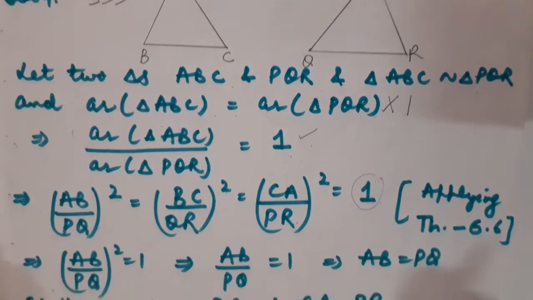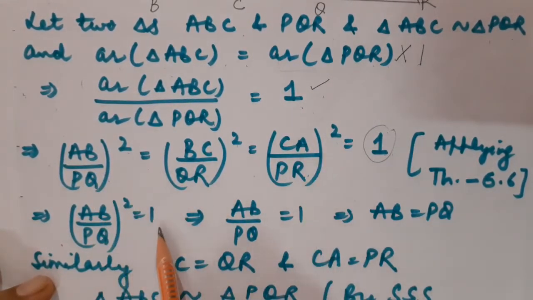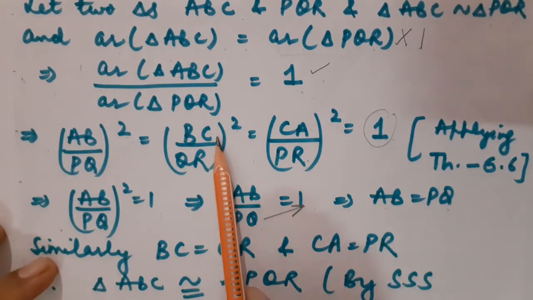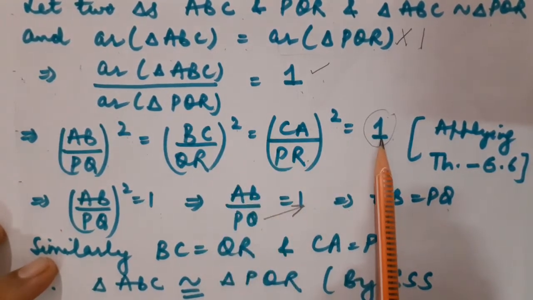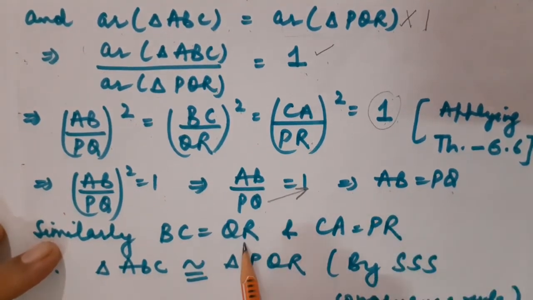Got it? So, now as AB upon PQ whole square is equal to 1, can I take the square root on both sides? So AB upon PQ is equal to 1. So, while cross multiplying, I have got AB is equal to PQ. Clear, children? Similarly, when you put BC upon QR whole square equal to 1, you will get BC is equal to QR.